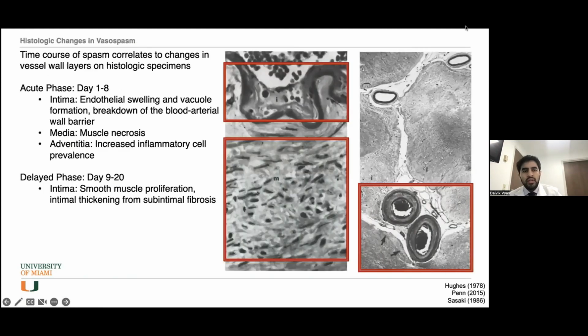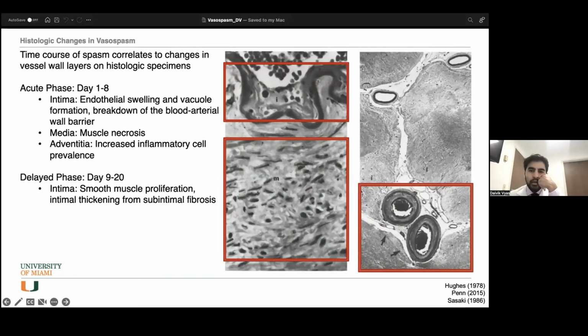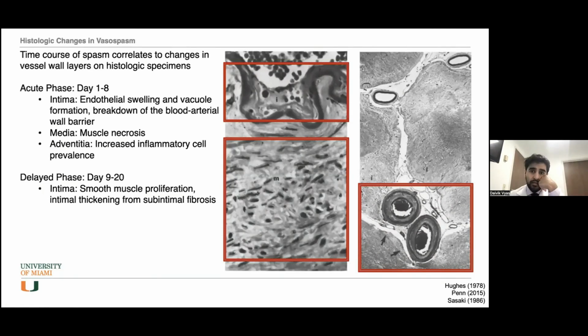So within the histology that originally came out of Mississippi in the 1970s and the electron microscopy studies that I mentioned, what we see is that you have a time course of spasm that correlates to changes in the blood vessel wall. And that's evident on histology. So in the acute phase, so days 1 through 8 after the initial event, you can have endothelial swelling and vacuole formation, as well as breakdown of the blood arterial wall barrier within the intima. And that's noted on that top square on the image on the left.